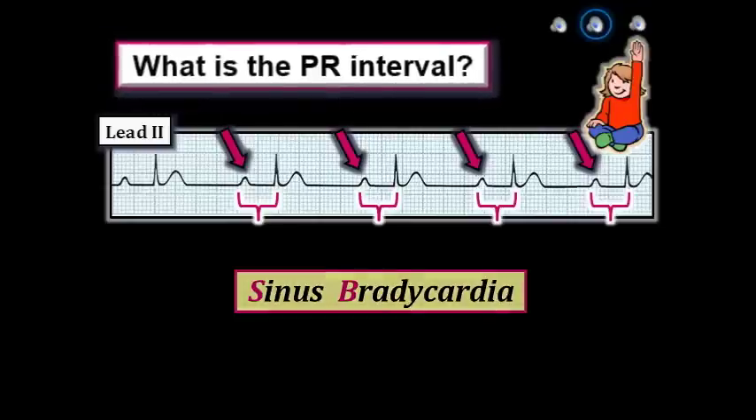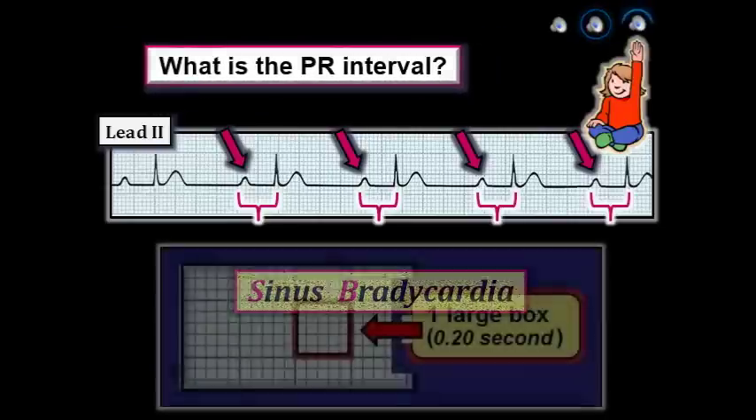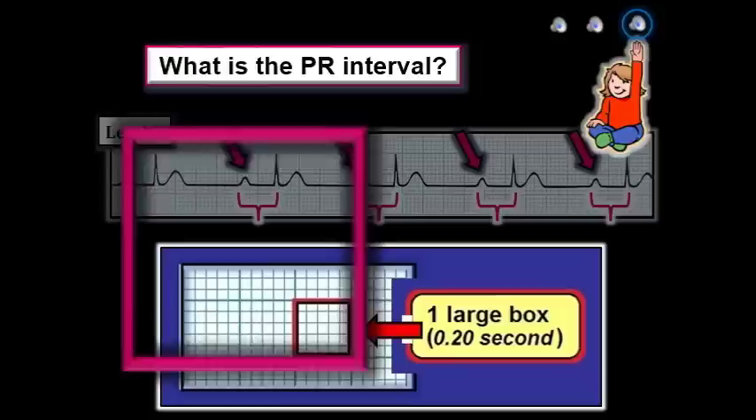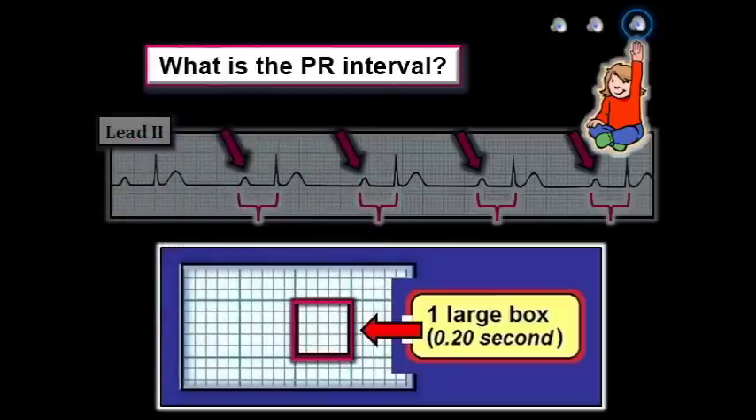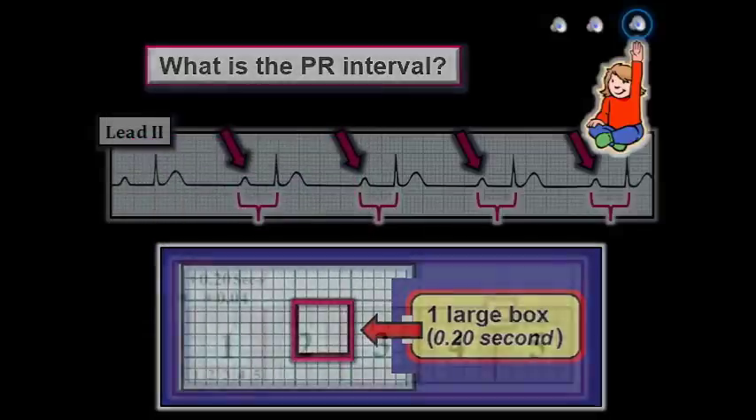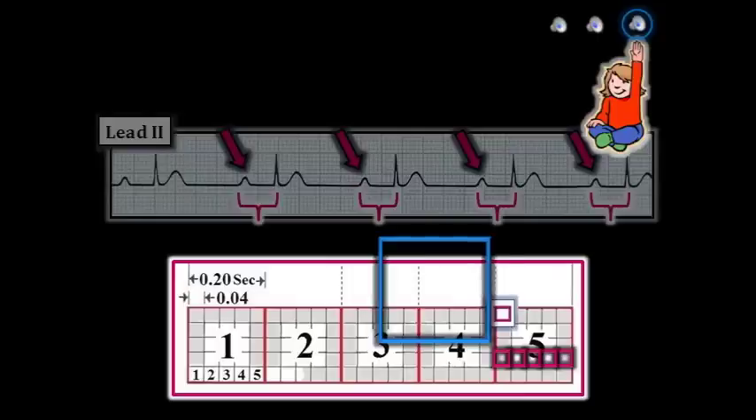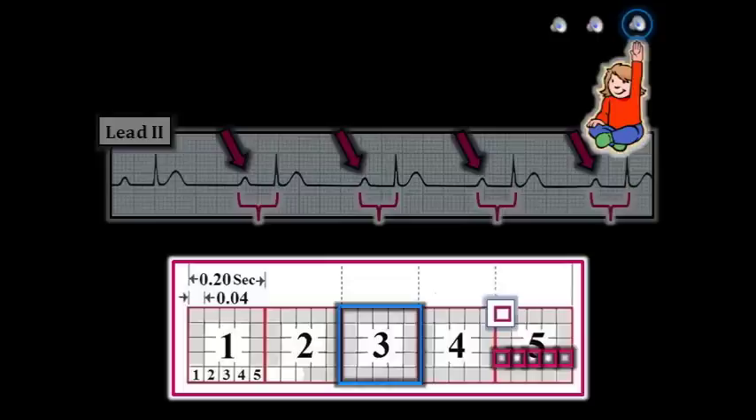But what is the PR interval? Remember in part 1 that we introduced the measurements used on standard ECG grid paper, where each large box took 0.20 second to record. Looking closer, each small box on ECG grid paper takes 0.04 second to record, so that there are 5 small boxes within each large box. For practical purposes, the upper limit of normal for the PR interval in adults is 0.20 second, which consists of the amount of time it takes to record one large box.